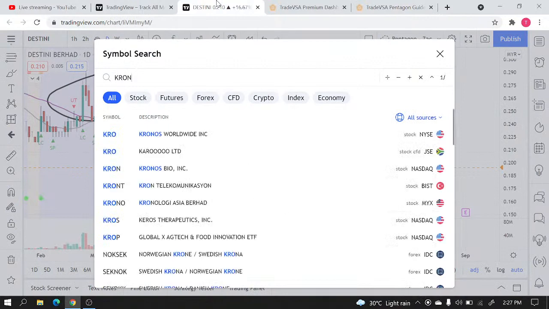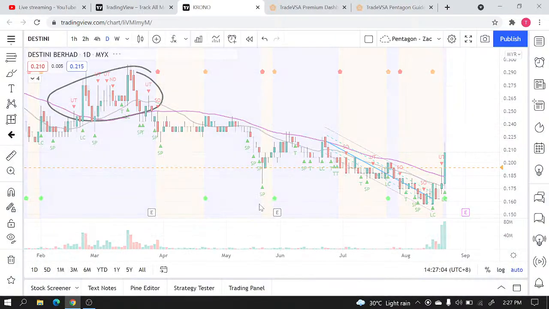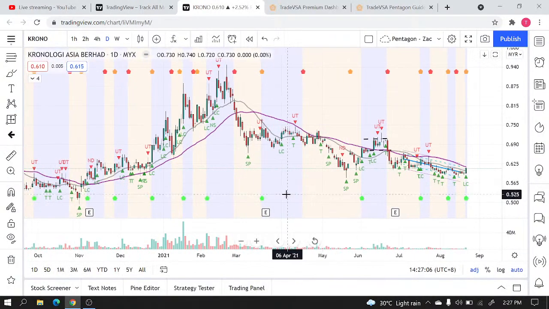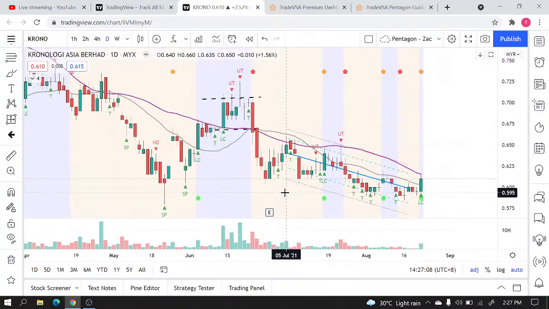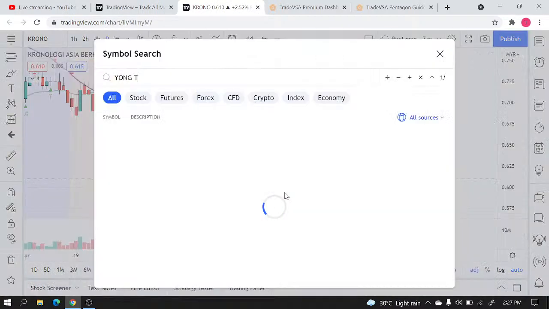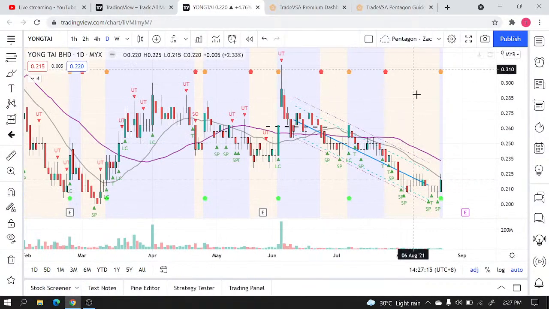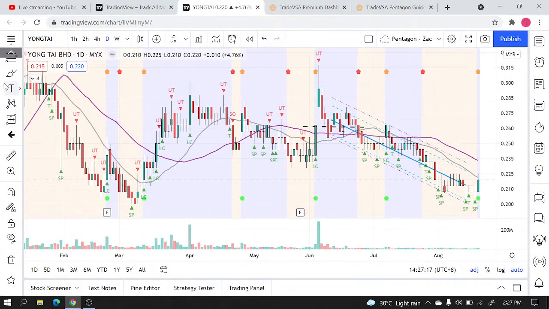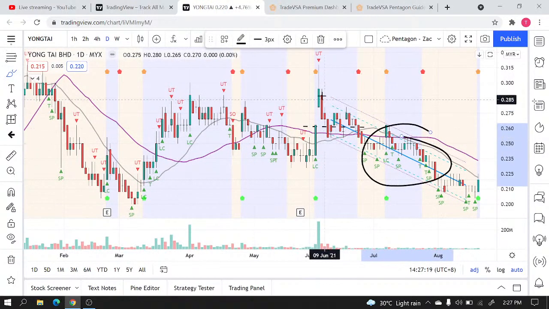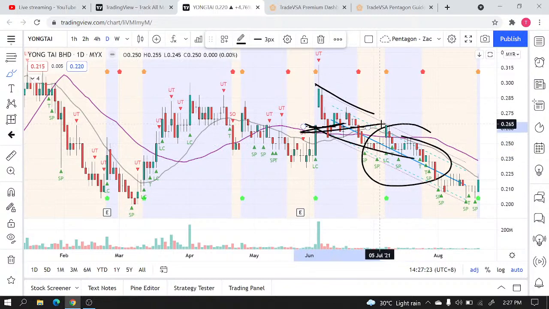All this is still in downtrend, because the STLT is in red. This one also not much volume. That's Yong Tai. This also not much volume. Again, downtrend. Use the trend line plotter. After the upthrust here, it already started a downtrend. I thought this gap was going to hold also, but it doesn't hold.